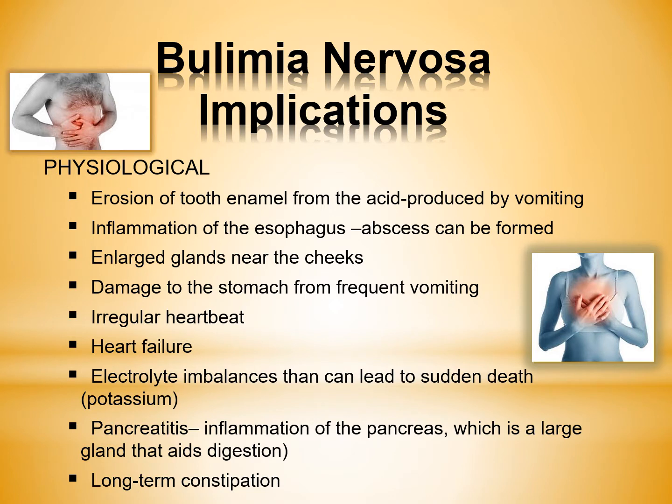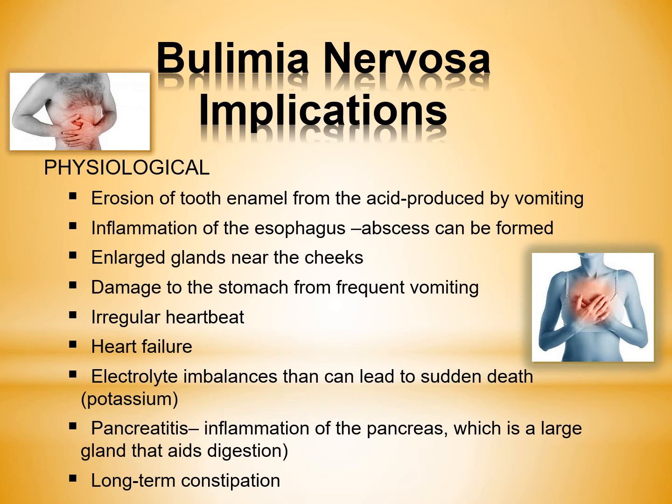Here are some implications from bulimia nervosa. Erosion of the tooth enamel from the acid produced by vomiting, and also erosion of the esophagus. Inflammation and tears of the esophagus, and abscesses can form. I did know someone that had to abstain from eating. She couldn't eat anymore because the abscess had grown so huge in her esophagus. She couldn't swallow food anymore. It was painful, so she had to have it removed.